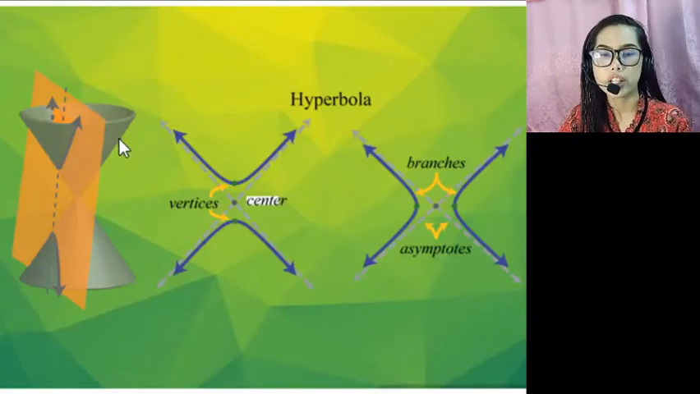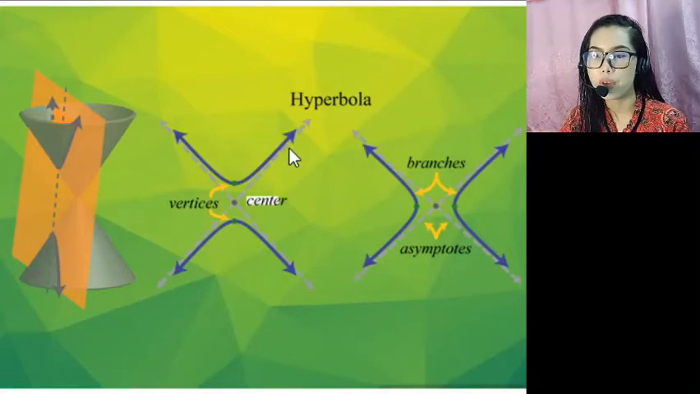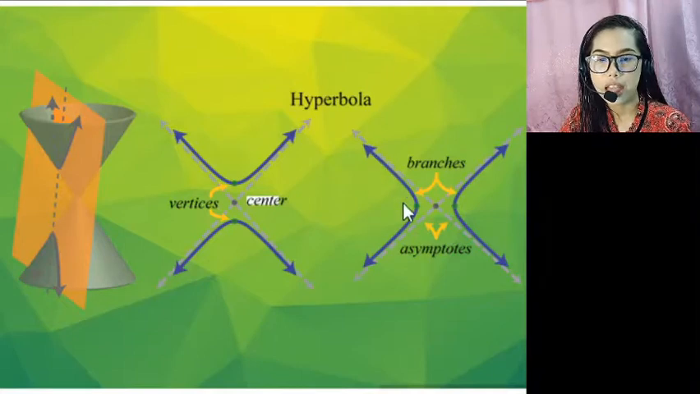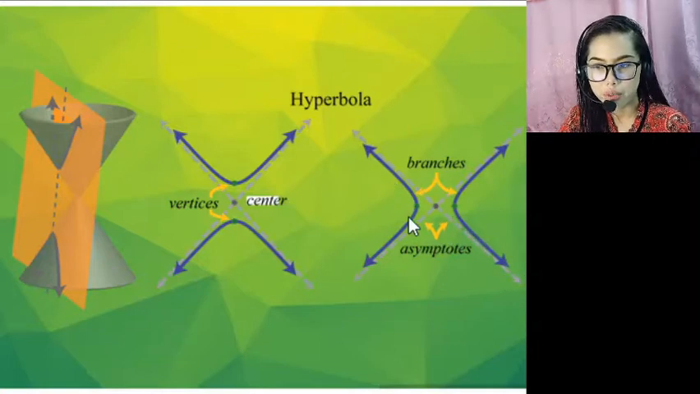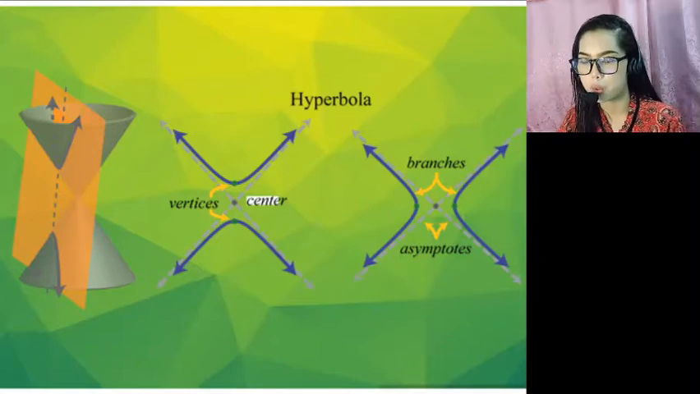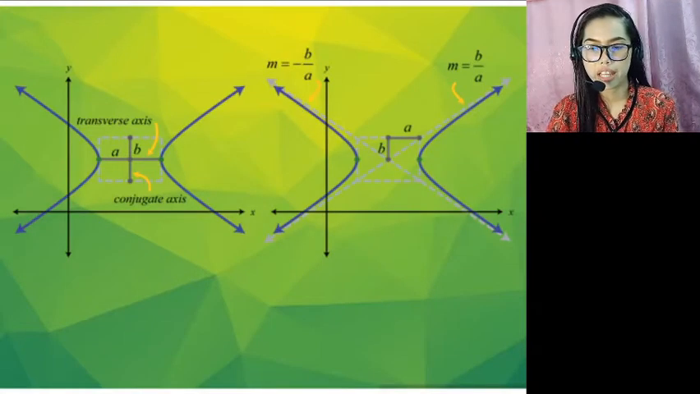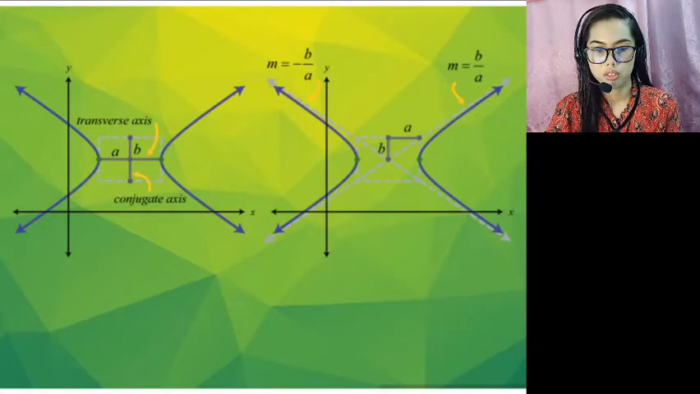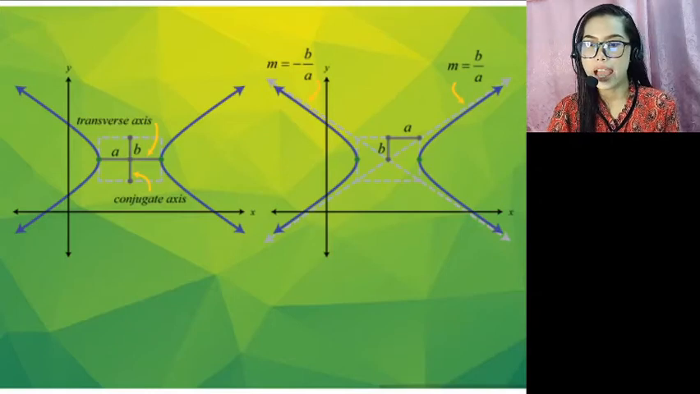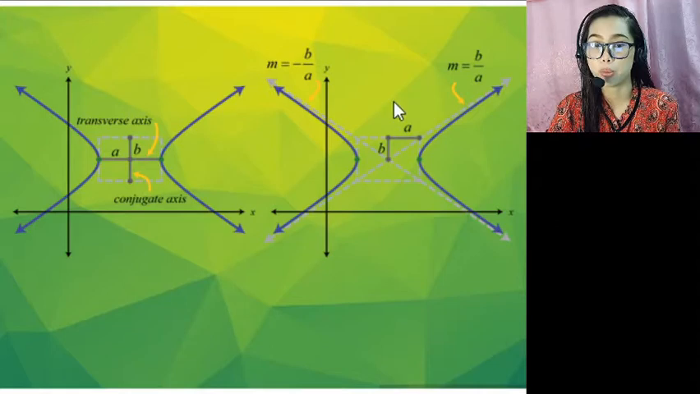Here, in the hyperbola, we have the different parts. The vertices, and these two are the branches. And if you have noticed this gray broken line, these are called asymptotes. The asymptotes are essential for determining the shape of any hyperbola.